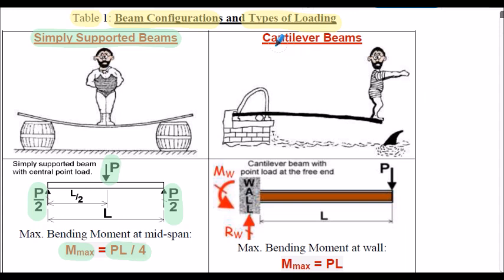For our cantilever beam scenario, as I said before, we have the vertical reaction at the wall here, RW, and of course the fixing moment at the wall here, labelled MW. To calculate the maximum bending moment for a cantilever beam, that occurs at the wall, and the maximum bending moment is given as P multiplied by L. Again, P is the applied load and L is the length of the beam.